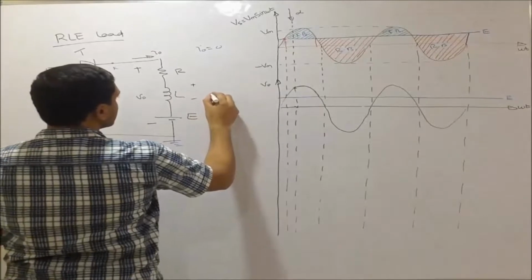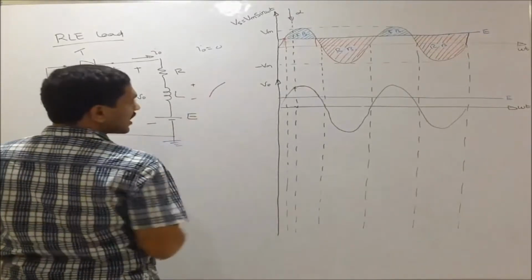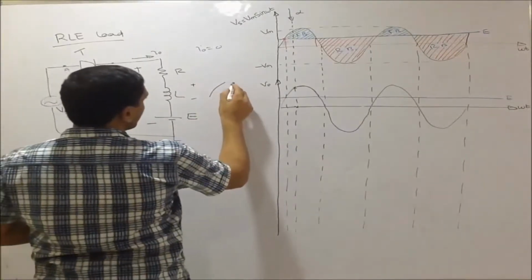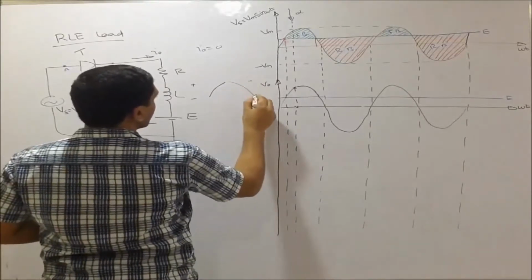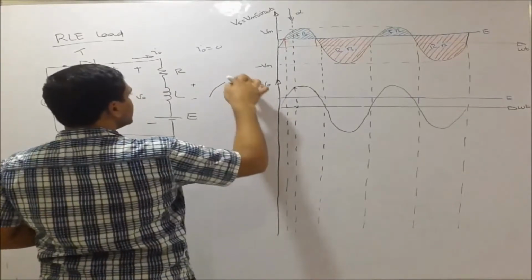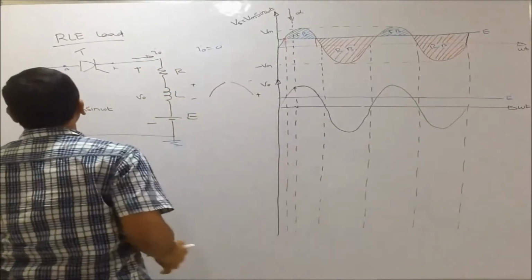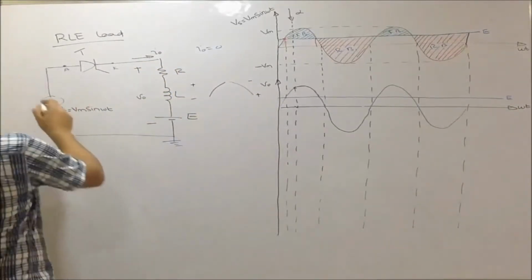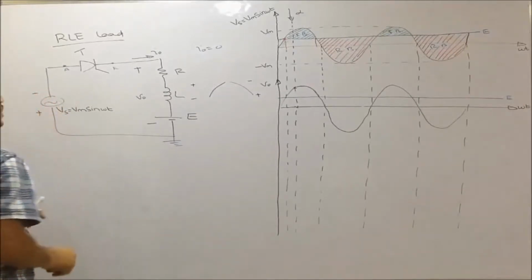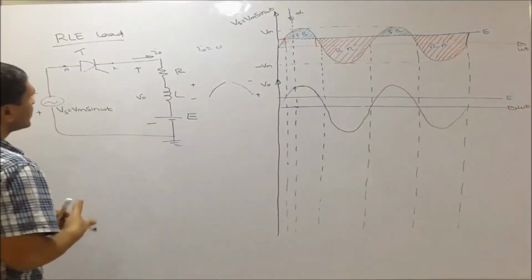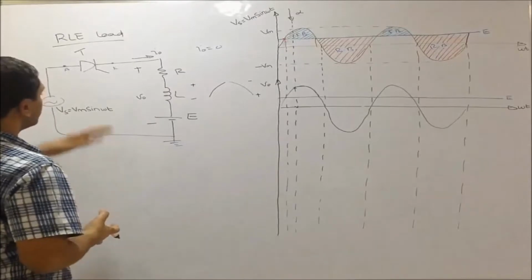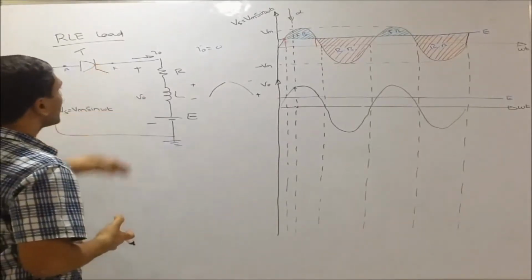When the current rises, it will have one kind of polarity. When the current falls, it will have the other kind of polarity. So this generates a negative voltage across V0, and this counter biases the supply voltage, whatever negative voltage is coming. This thing we have seen in the case of the RL load. So the same thing holds good even for the RLE load.